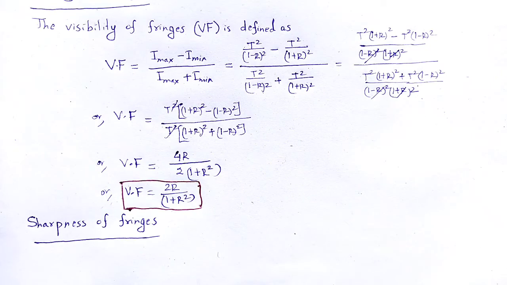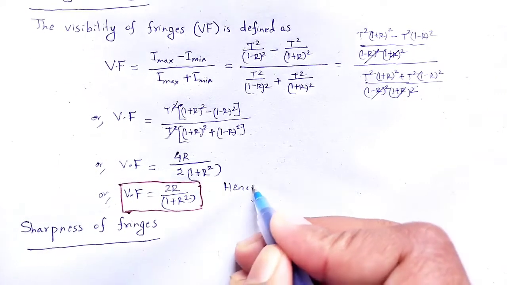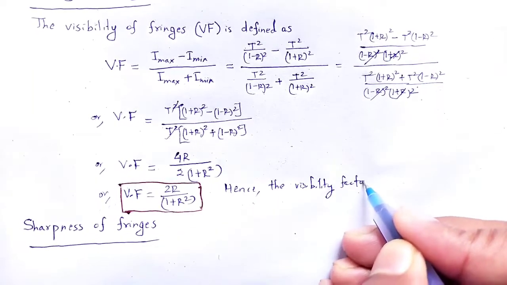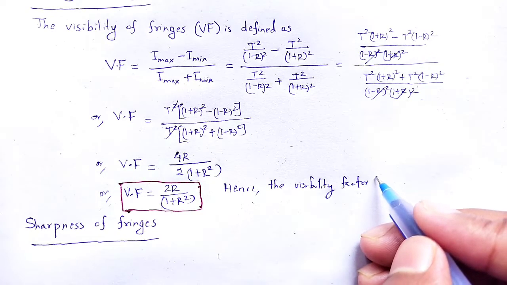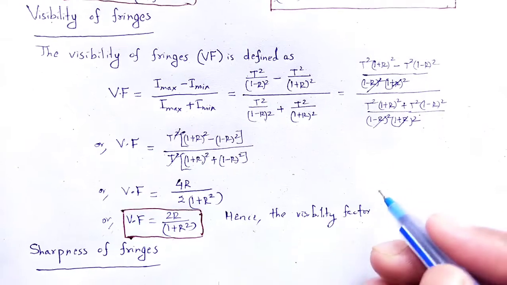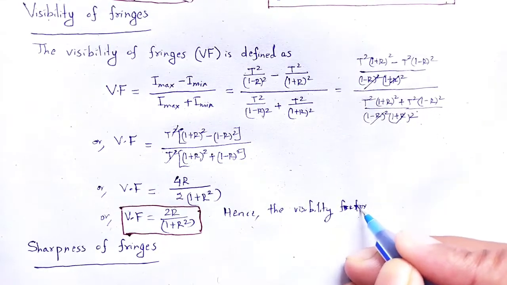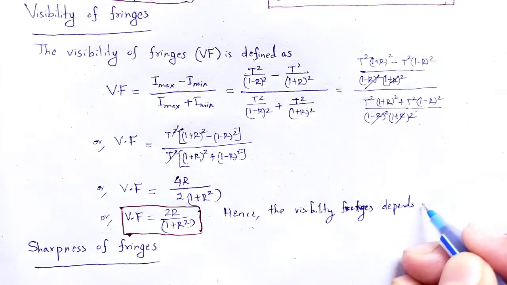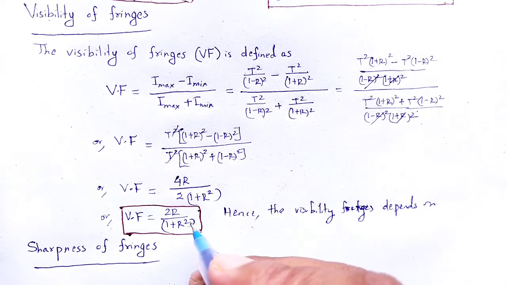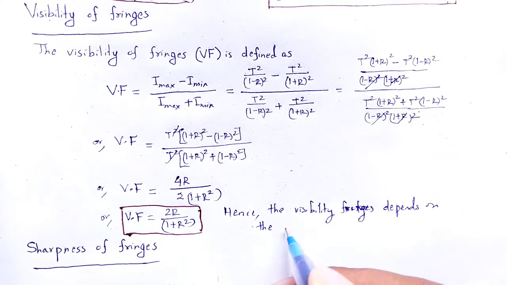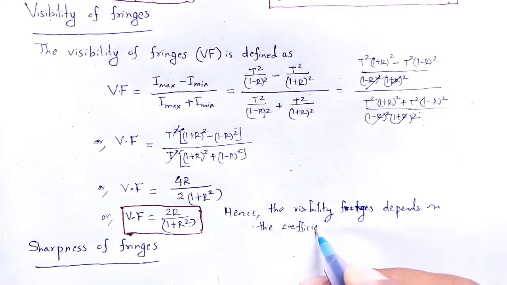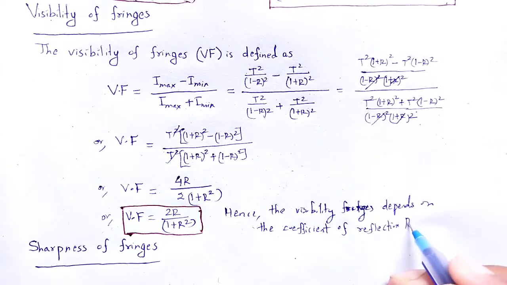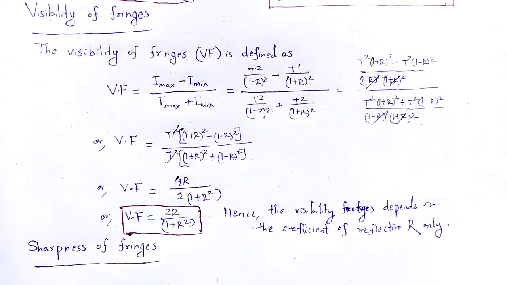Hence, the visibility of fringes depends only on R, the reflection coefficient.